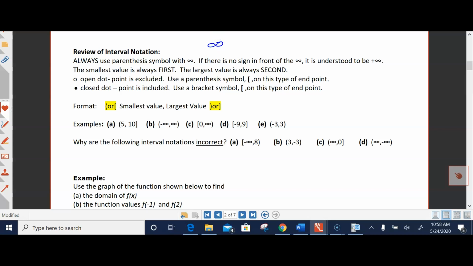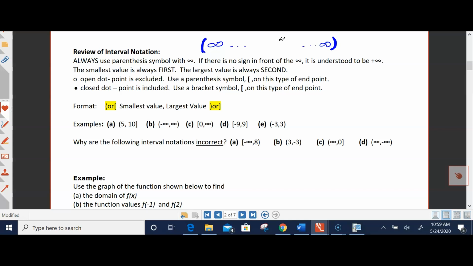When we use our infinity symbol, we have to always put a grouping symbol next to it, and it will always be a parenthesis, whether your interval starts with infinity or your interval ends with infinity. Infinity always has a parenthesis associated with that. So if it starts with infinity, it gets a parenthesis. If it ends with infinity, you get a parenthesis. If you go all the way to the left, negative infinity, all the way to the right, positive infinity.